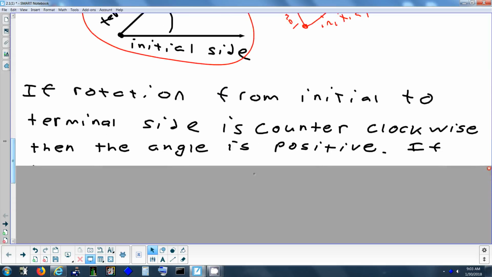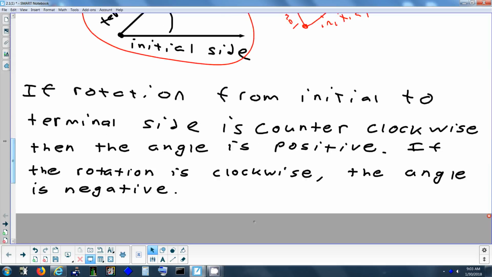What do you think would happen if you measure clockwise? Kind of numerically, what kind of number do you think would indicate clockwise instead of counterclockwise? Ethan? Negative. Yeah, negative. So if you're measuring in a clockwise direction, the angle would be negative. And I'll show you an example in a second.